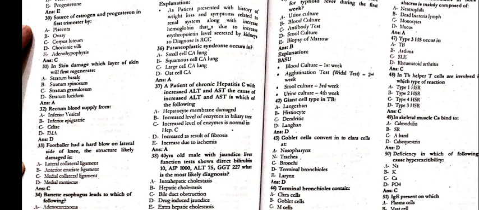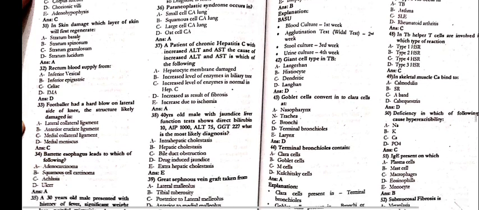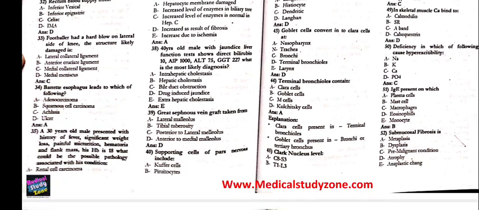31, in skin damage, which layer of the skin will regenerate first? That is the stratum basale. 32, the rectum's blood supply is from the IMA. 33, the footballer had a hard blow on the lateral side of the knee. The structure likely damaged is the medial collateral ligament. 34, Barrett esophagus leads to which of the following?